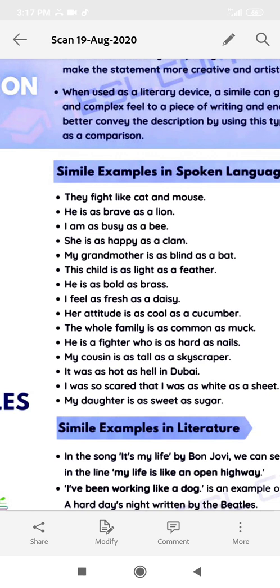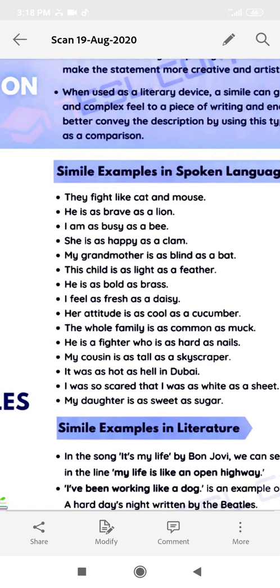Next, my cousin is as tall as a skyscraper. So here my cousin is compared with skyscraper. So with the help of word as, it is simile. Okay, next example. It was as hot as hell in Dubai. So Dubai's heat is compared with hell. Okay, and with the help of word as.